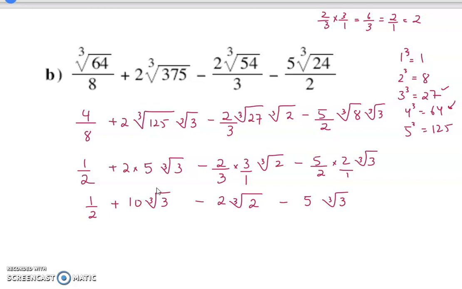Okay? Once this happens, we're going to combine like terms. So 1/2 is a whole number or a complete number without any radicands. You can't really combine it with anything. Positive 10 and the negative 5 here have the same radicands and index. So they will end up becoming positive 5 cube root 3. And then once again, this one will stay as it is because there's nothing else to combine it with.